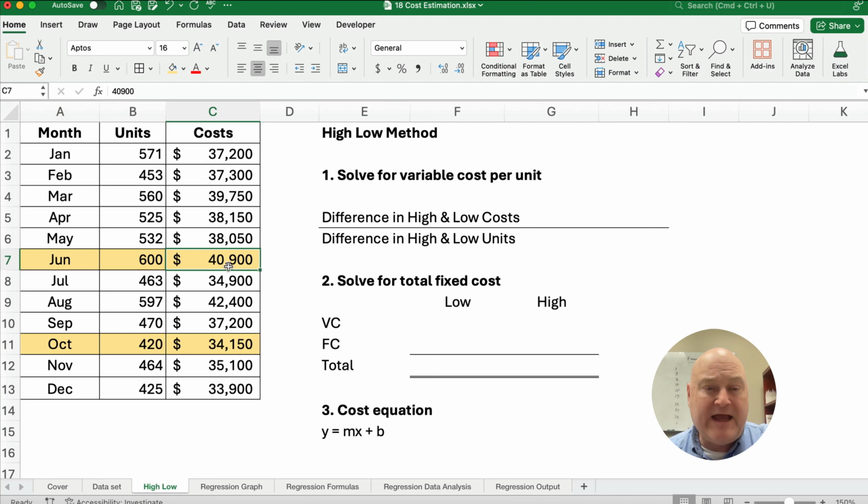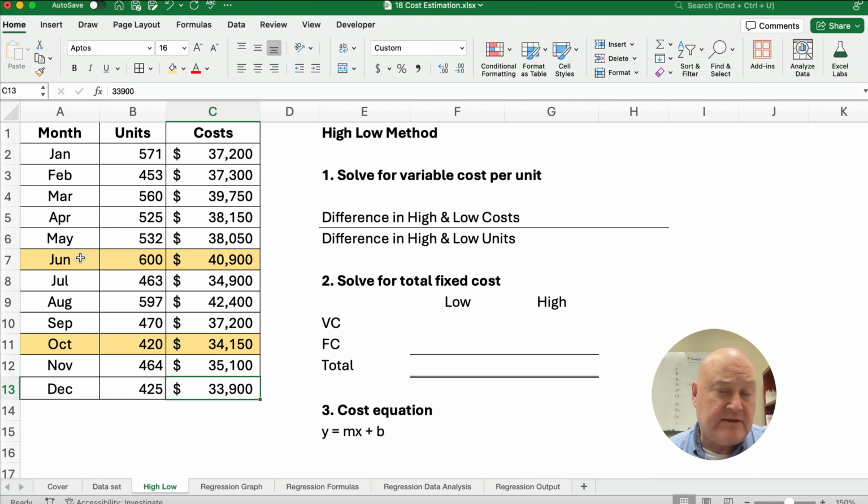Now, can we find a cost that is higher than 40,900? Yes, we can, but we're not going to pick the highest cost. Can we find a cost that's lower than the low at 34,150? Yes, we can. It's here. But we're not going to pick the high or the low cost. We're going to pick the high and the low units.